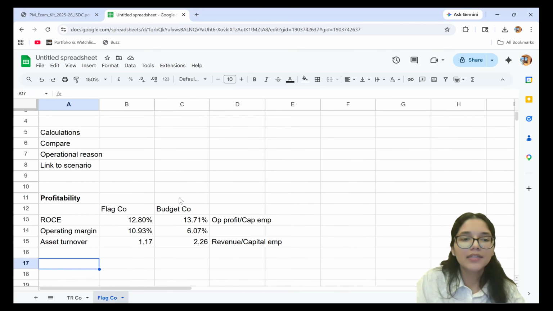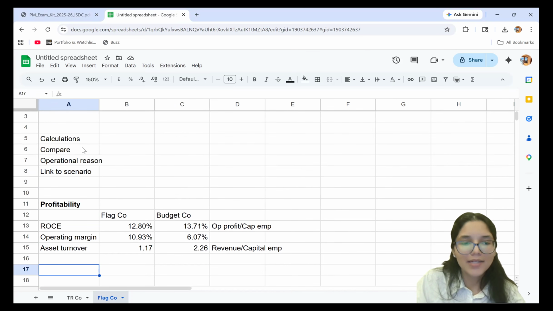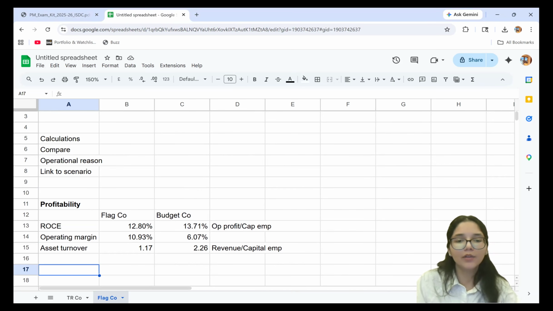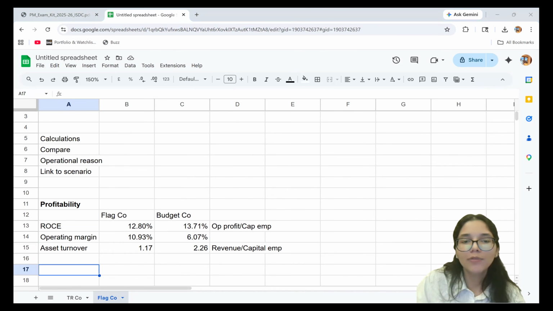So remember, what are the 3 things we have to do? We have to draw a comparison. We have to tell why that happened, and then we have to try to link it to the scenario. So what will we do for the very first thing which we have with us? If you talk about the very first ratio, ROCE, who has a better ROCE between flag and budget? Budget company. Budget company has a better ROCE.